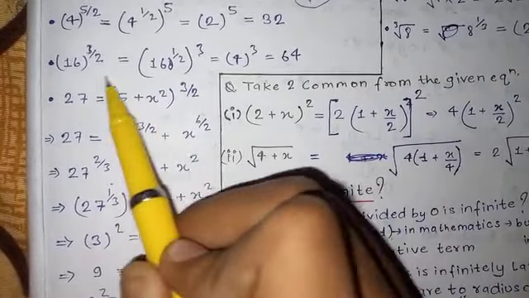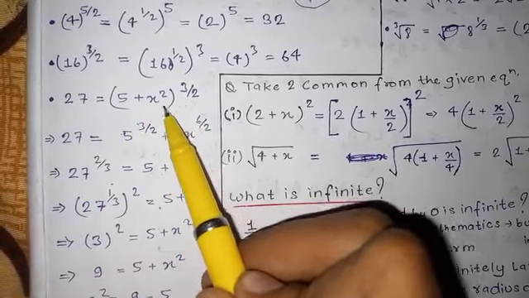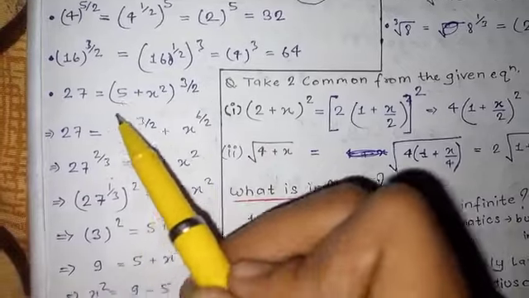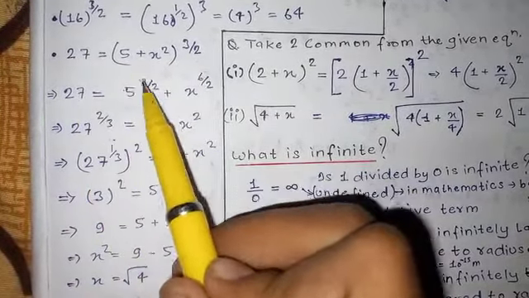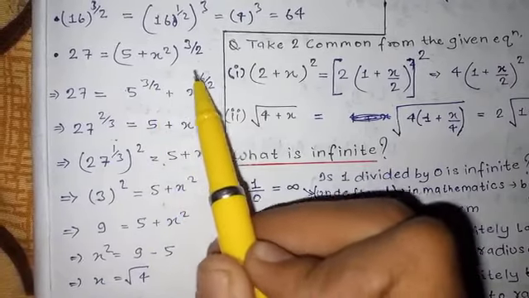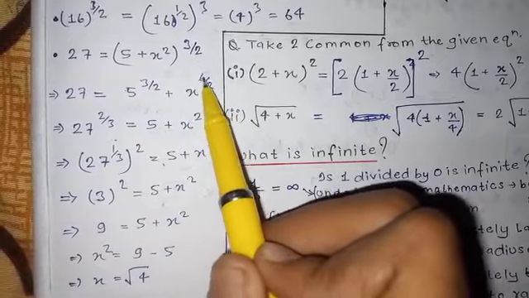Coming to the next, how to find the value of x in this certain equation. 27 is equal to 5 plus x to the power 2 in the bracket 3 by 2. Here we have to write 27 is equal to 5 into 3 by 2 plus x to the power 6 by 2, because this 2 will multiply with 3 and it will become 6 by 2.